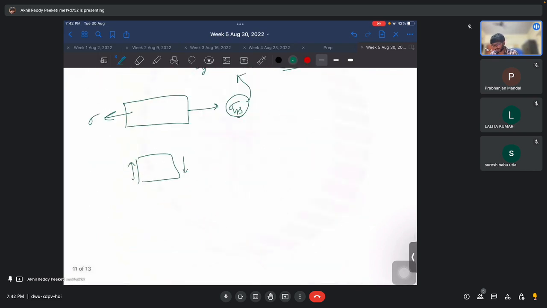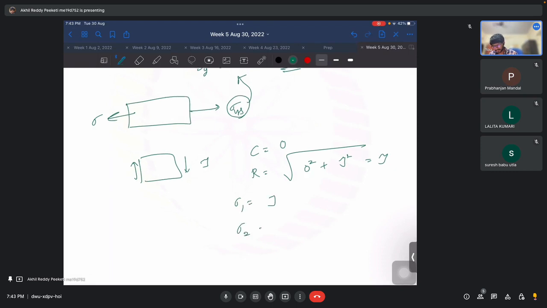So in the pure shear, let's take tau. In this case, what would be the principal stresses? So sigma 1. We know that it's a pure shear case, the center is, there are no axial stresses, so it would be 0. What would be the radius? Root of 0 square plus tau square. So it would be tau. So principal stresses would be plus or minus tau.